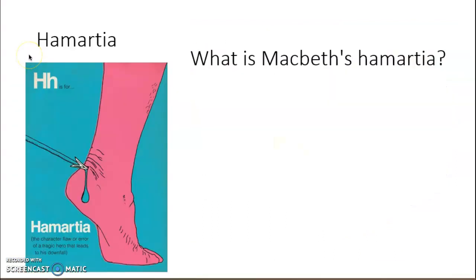Before we go into detail about structure, I just wanted to give you a couple of bits of terminology which are going to prove rather useful, not only in this lesson but going forward. The first one is hamartia, and as it says there, the character flaw or error of a tragic hero that leads to his or her downfall.